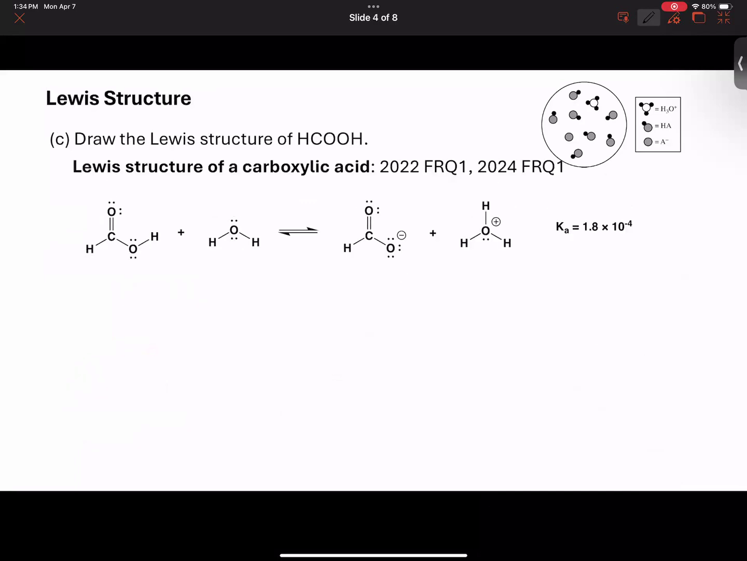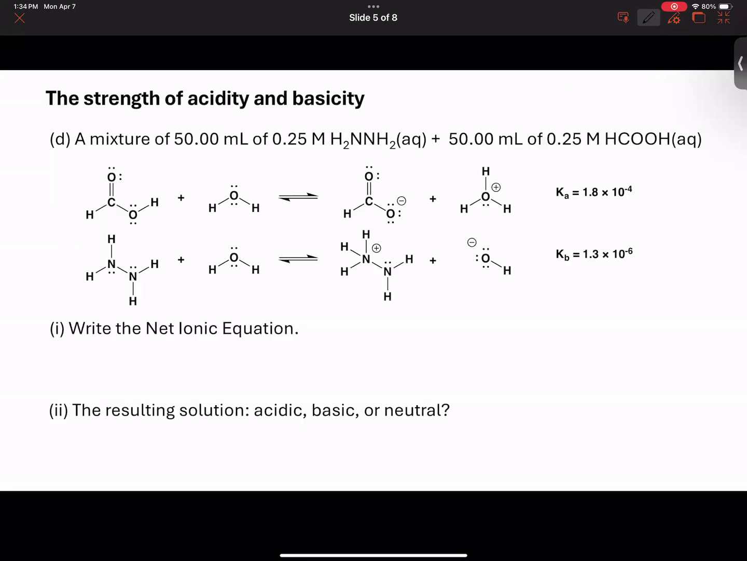Okay, now let's move on to the next one. Draw the Lewis structure of this methanoic acid. This is the Lewis structure, and make sure that you understand the structure of carboxylic acid. Very important. This part, carboxylic acid, COOH. Because oxygen needs to satisfy the octet, each of the oxygens has two lone pairs. Okay, and then let's move on to the next one.